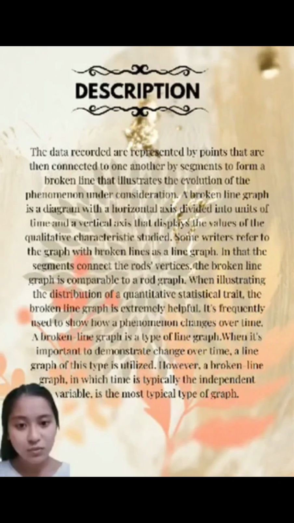When illustrating the distribution of a quantitative statistical trait, the broken line graph is extremely helpful. It's frequently used to show how a phenomenon changes over time. A broken line graph is a type of line graph, with its importance being to demonstrate change over time. A graph line of this type is utilized. However, a broken line graph, in which time is typically the independent variable, is the most typical type of graph.